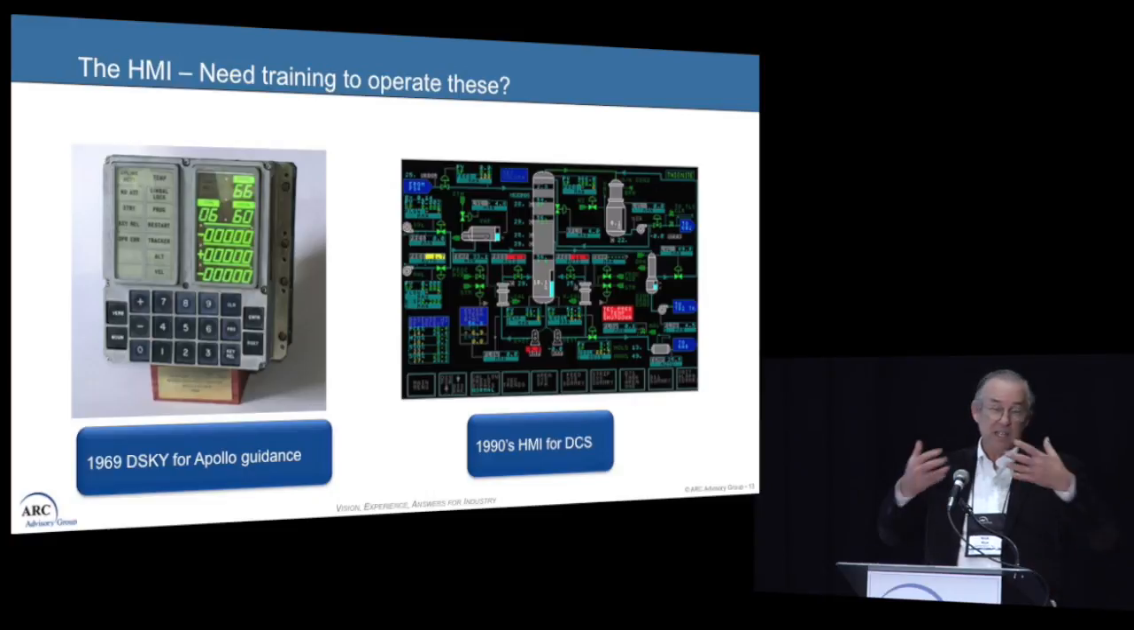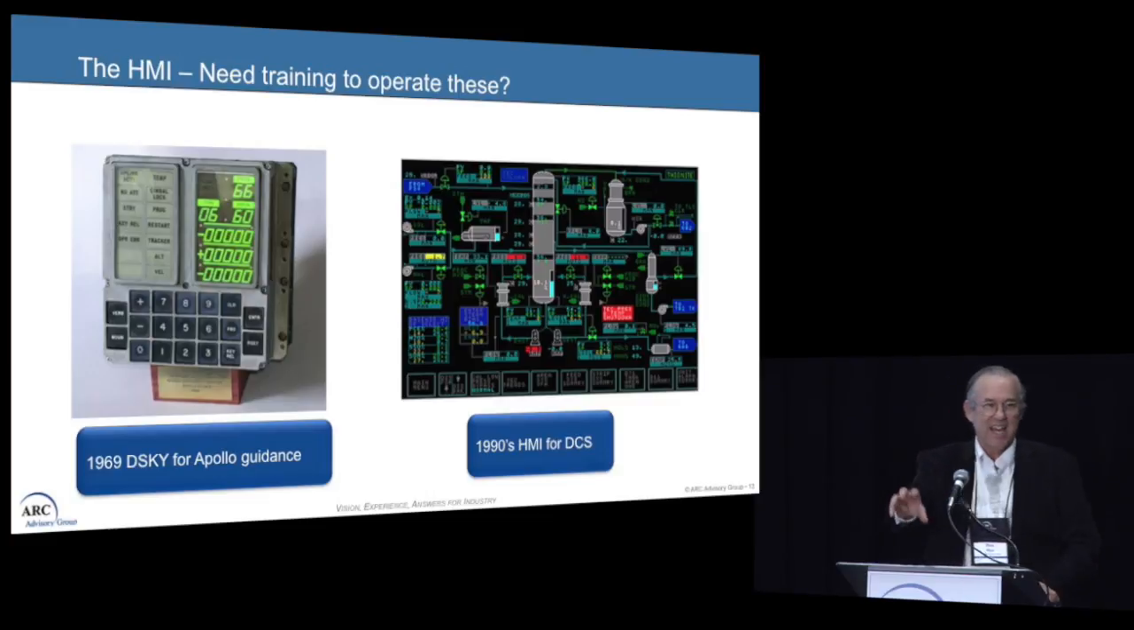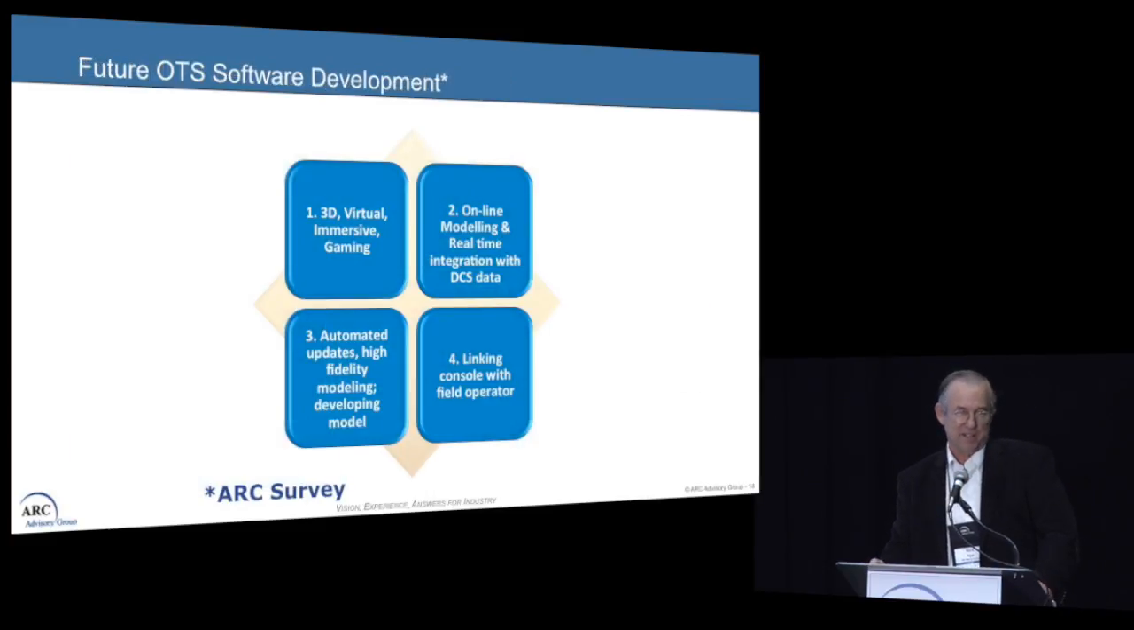The future operator, I'm thinking, is going to have 3D glasses, and he's going to be walking in and out, and he's going to be able to see where the field operator's hands are on his display. I'm not quite sure which way the future is going, but it's going to be different. So what are those differences? There's a lot of development in 3D and virtual gaming. Obviously, online modeling is an issue.